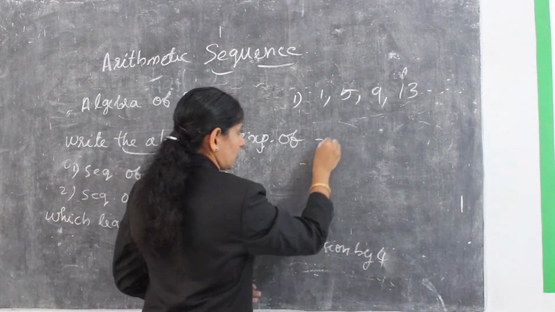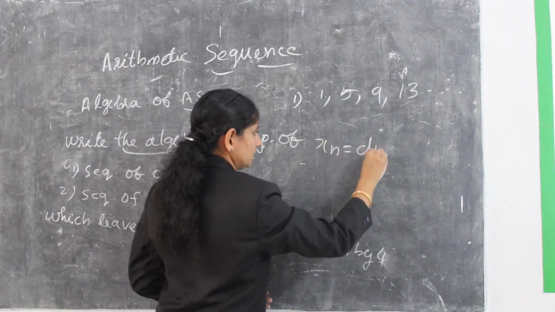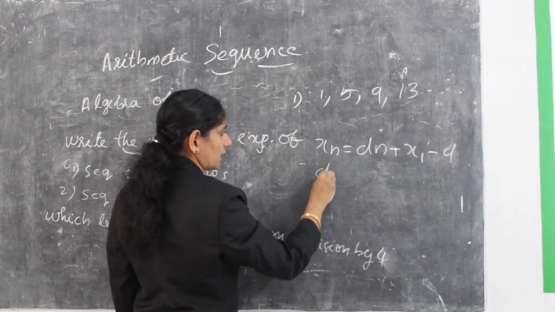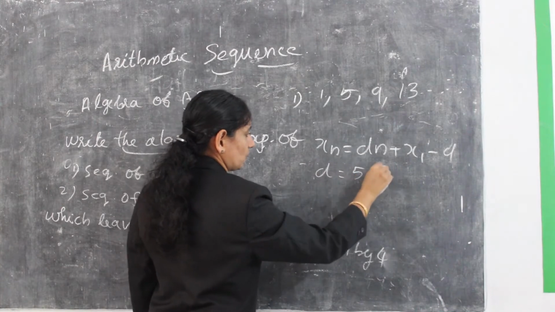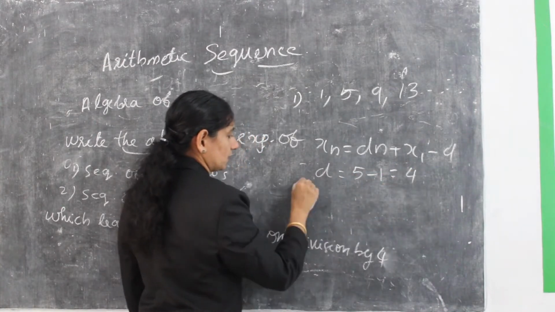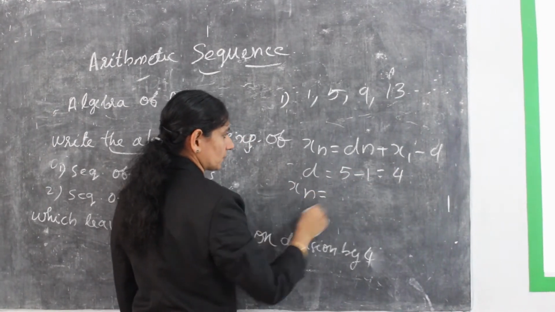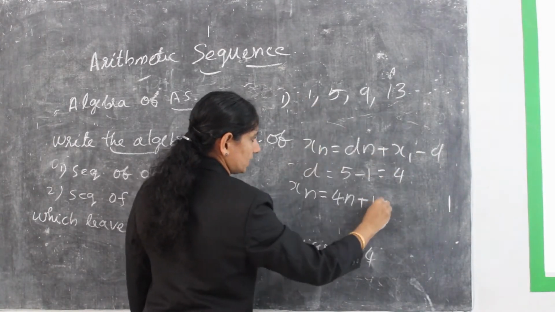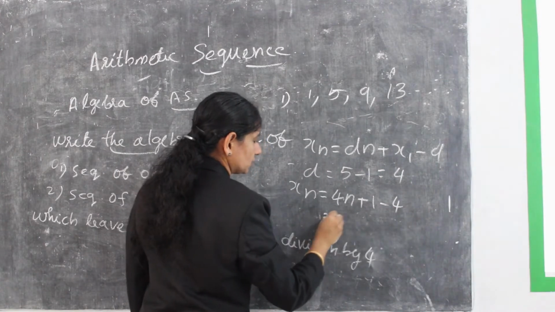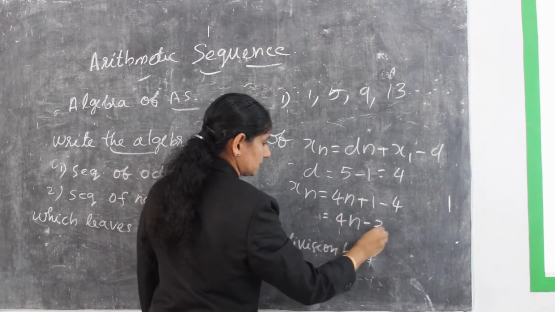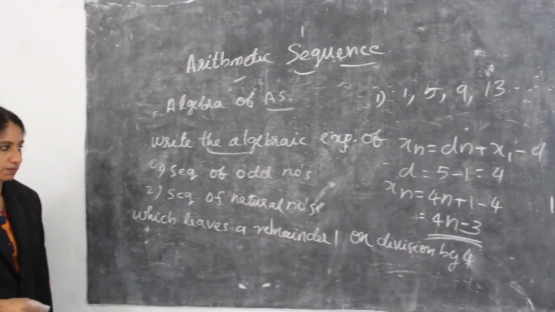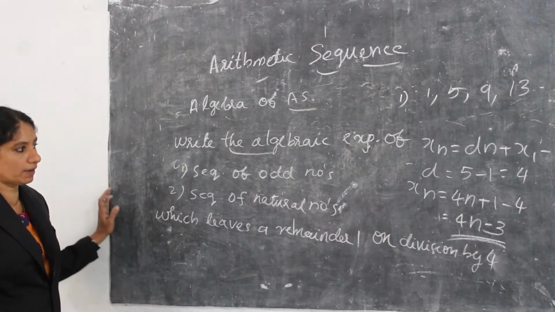Then xn is equal to dn plus x1 minus d. Here d is equal to 5 minus 1, which is 4. Then xn equals 4n plus 1 minus 4, which is 4n minus 3. The algebraic expression of this sequence is xn equals 4n minus 3.